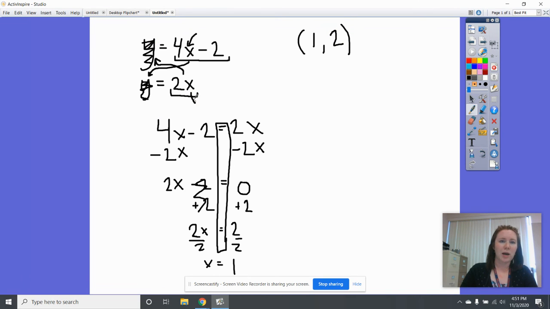And I can check it here as well. If I did it here, 2 times 1 is just 2. So our answer to this system of equations that we did not graph, but instead solved using substitution, is 1, 2.